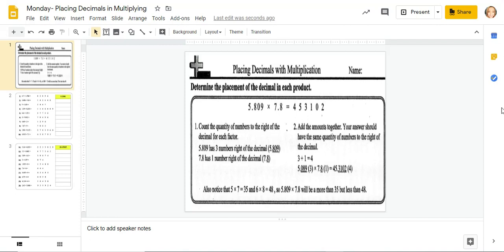Hi class, I just wanted to explain to you the little bit of a difference and what your assignment will be for today for Mondays, placing decimals and multiplying.